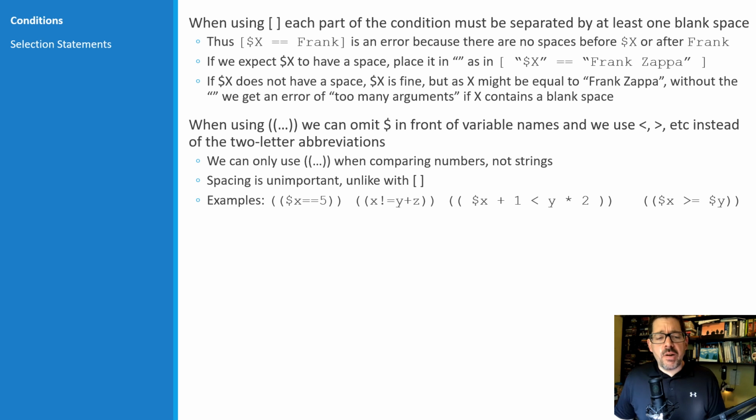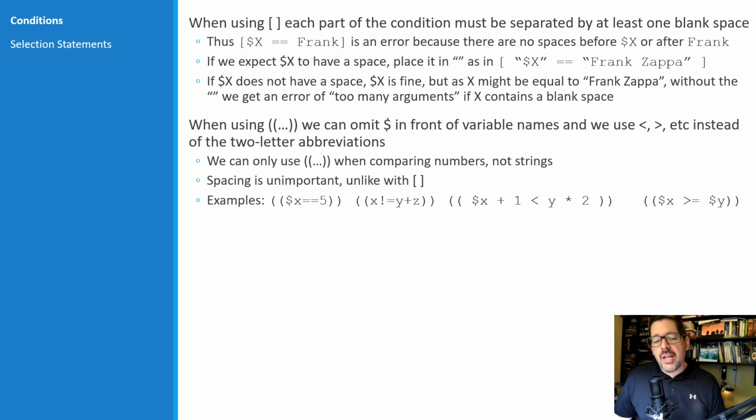When you're using the square braces, each part of the condition has to be separated by at least one blank space. So it's important to remember those spaces we just talked about in the previous slide. If we expect, for example, the variable $x to have a space, you have to place double quotes around that x, because the interpreter will look at spaces and think it needs to do something with those spaces and thinks it's multiple arguments or things like that. So important to be aware of.